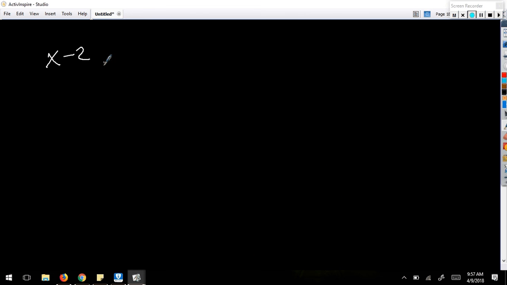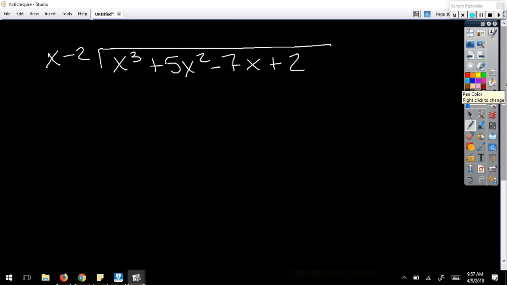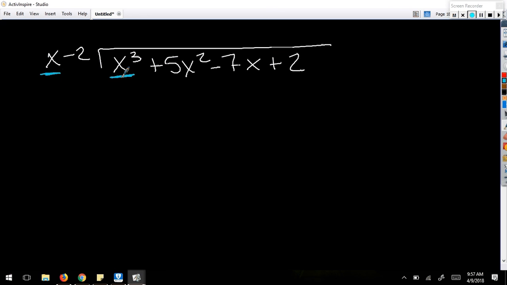Let's do, and I'm just going to set it up for you so we got room. X minus 2 into x to the third plus 5x squared. All right. First terms, outside and in. What do you multiply this by to get this? X squared. So go above the squareds, which is here. Now what?